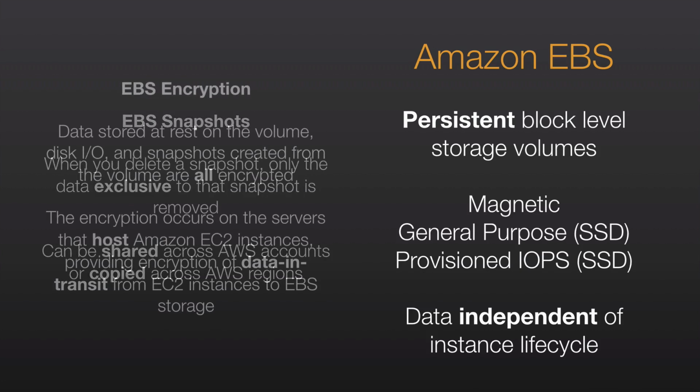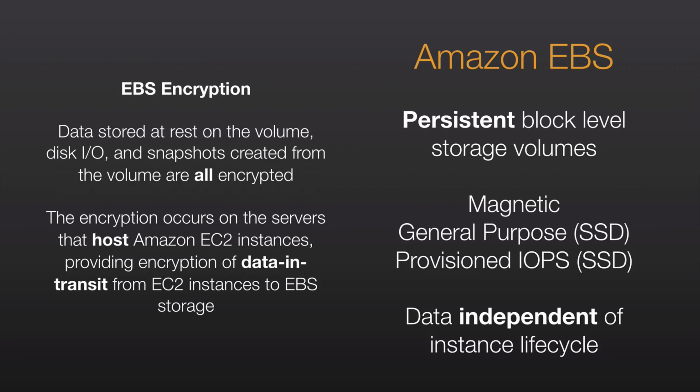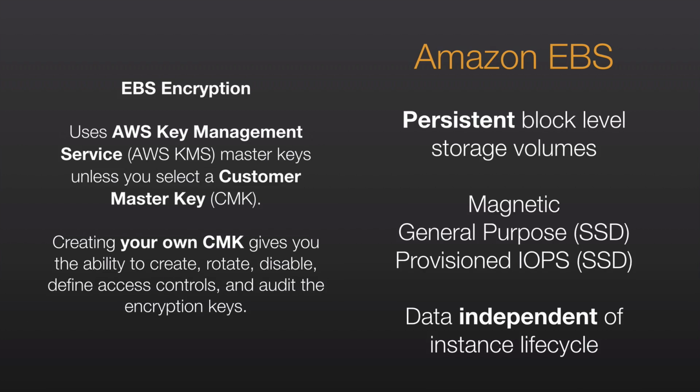There is an option to encrypt EBS volumes, and if you do this, data stored at rest on the volume, disk I/O, and snapshots created from the volume will all be encrypted. The encryption occurs on the servers that host Amazon EC2 instances, and this provides for encryption of data in transit from EC2 instances to the EBS storage. And there are a couple of different options for key management. It uses the AWS Key Management Service master keys by default, unless you select a customer master key.